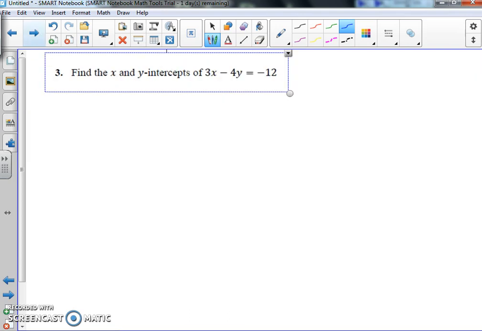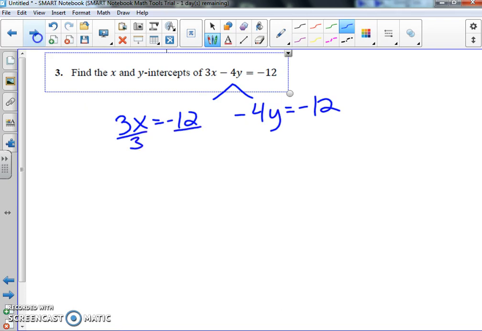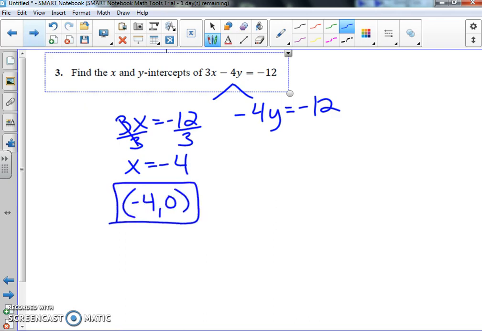All right, next one. Find the x and y intercepts of 3x minus 4y equals negative 12. Immediately, you think x and y intercepts, you think standard form, ax plus by equals c, and sure enough, it's in it. So I can go ahead and break this up into 3x equals negative 12 and negative 4y equals negative 12. I divide both sides by 3. X equals negative 4. That point is negative 4, 0. Over here, I divide both sides by negative 4, giving me y equals a positive 3. That point is 0, 3.